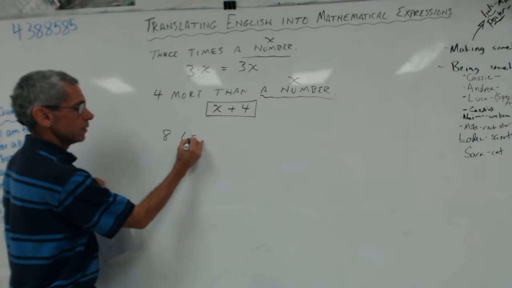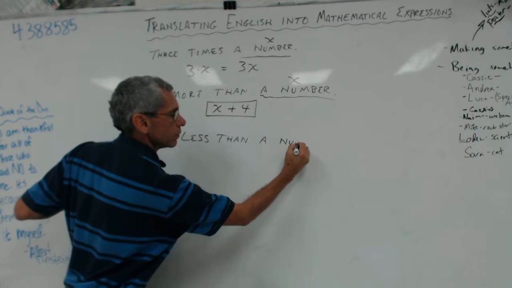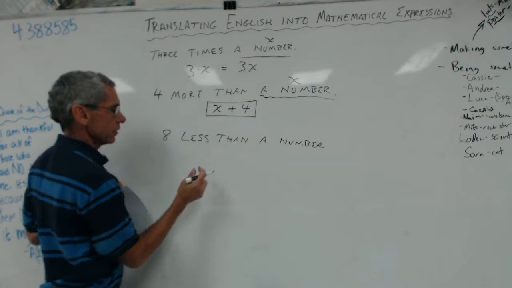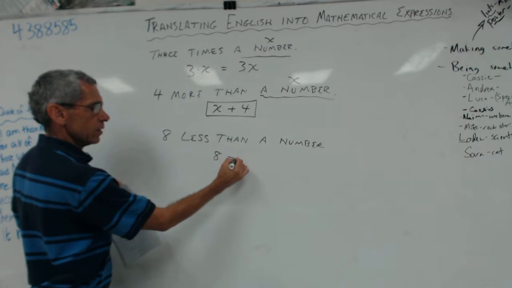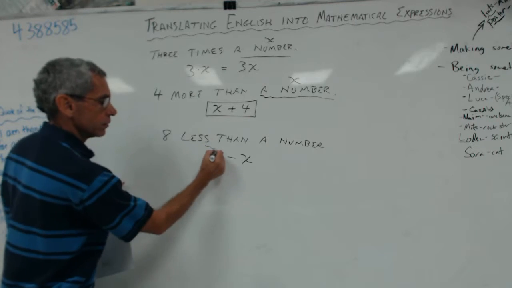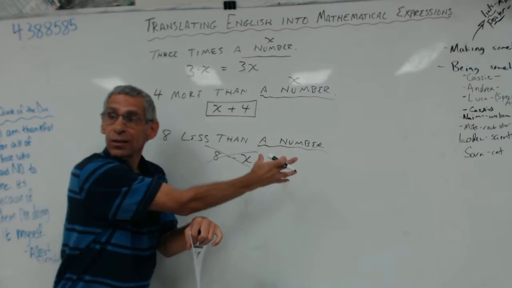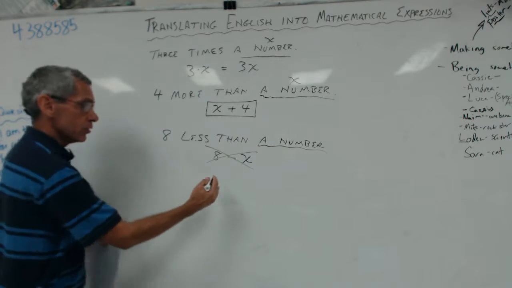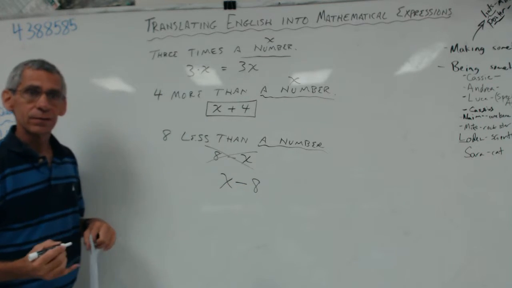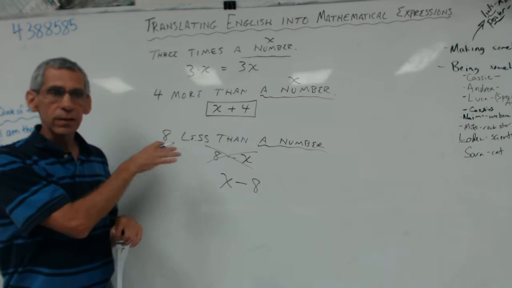8 less than a number, right? Now, if you wrote 8 minus x, that would be wrong. It is not 8 minus x. It's 8 less than the thing that was there first, the number. So you have to write the number first, and then less than 8. So the x always comes first, unless it's 8 more than. It doesn't always, but in most cases, yes.